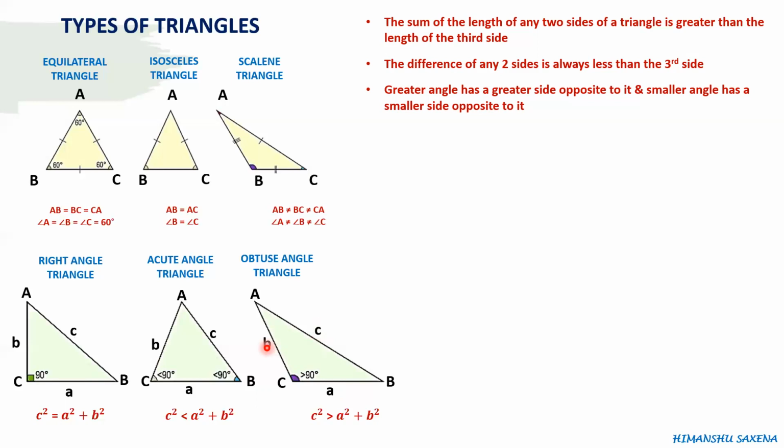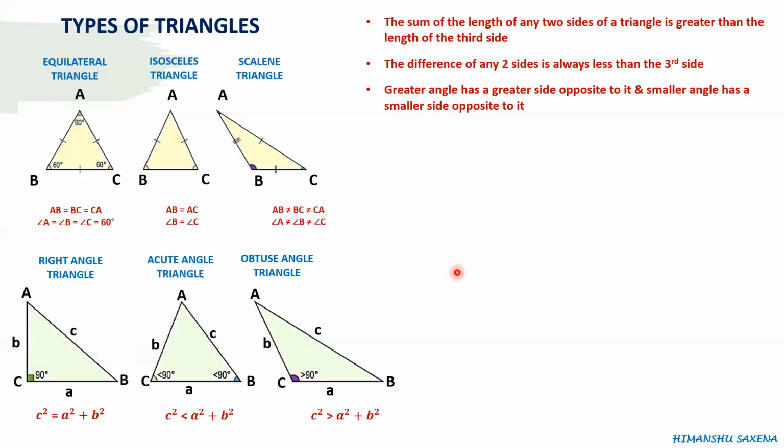Similarly, the difference of any two sides is always less than the third side. So here, if we take the difference between b and c, that difference would be less than a. Similarly, the difference between a and c would be less than b, and the difference between a and b would be less than c. And this is true for any kind of triangle. All these theorems, all these results, are true for any kind of triangle.